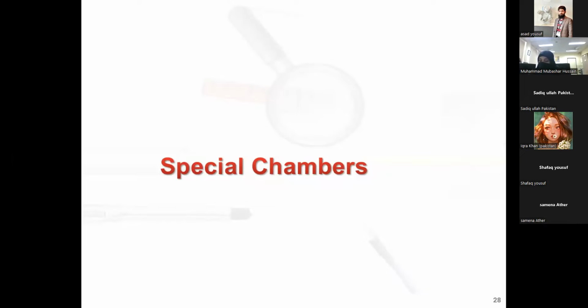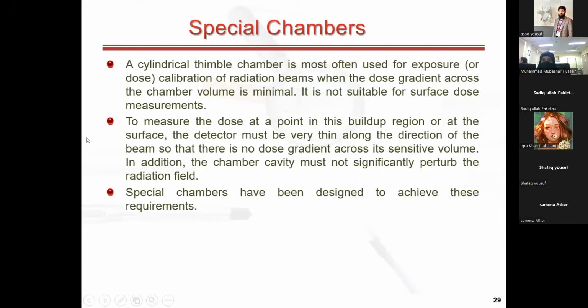So there are some cases when electronic equilibrium does not exist, or the dose gradient is high. In those cases, we require special chambers. For example, surface dosimetry is done in the build-up region, where the dose gradient is high and also there is no charged particle equilibrium. In those cases, we require special chambers. In these special chambers, the detector is usually very thin along the direction of the beam.